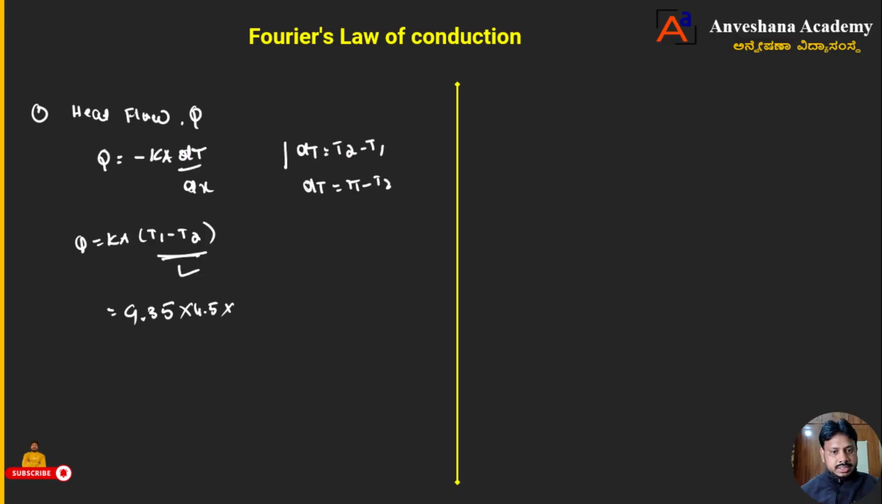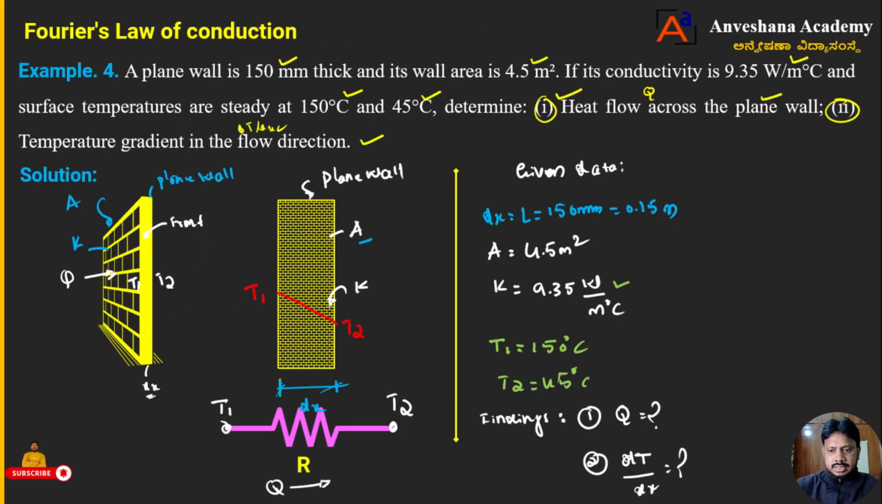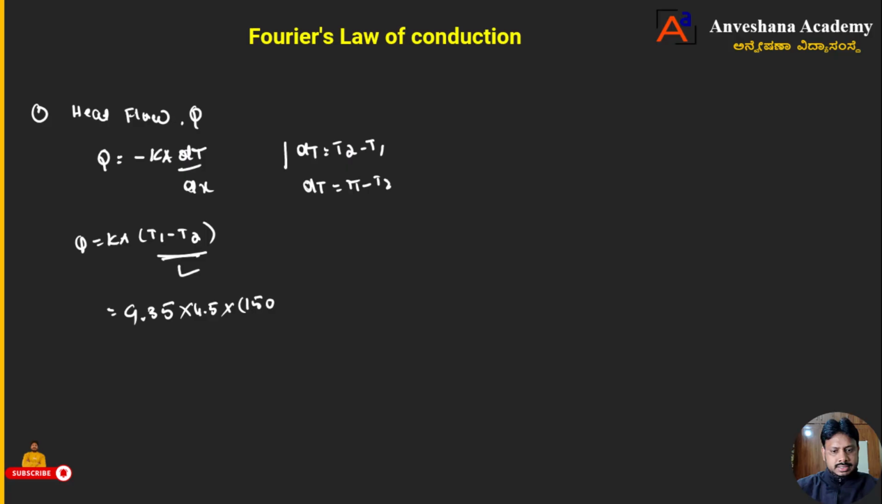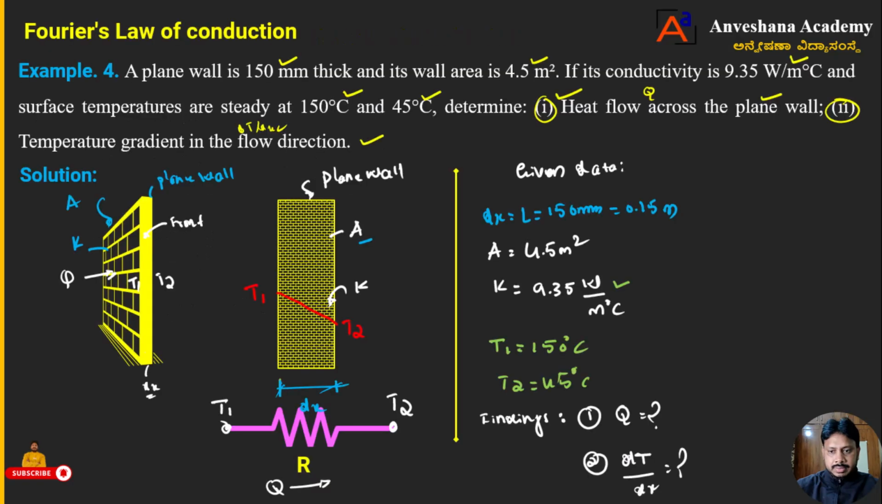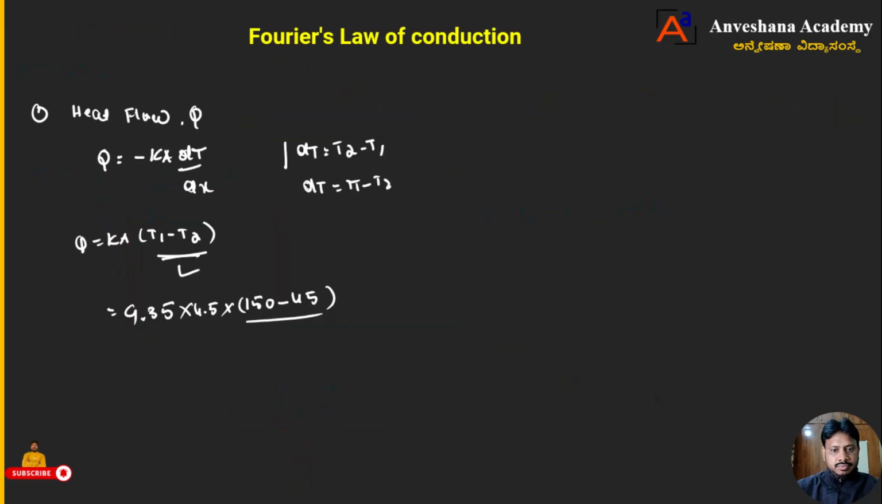4.5 into what is T1? I will put it in terms of degree Celsius. How much? 150. The next is 45 degree Celsius. So here it is T1 minus T2, 150 minus 45, divided by what is length? Length is the thickness of the plate. How much has he given? That is equal to 0.15 meter.